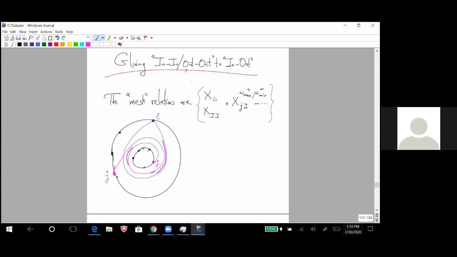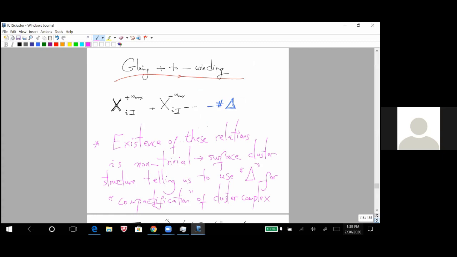So xii plus x little ji for the maximally wound guys and the maximally negative wound guys, and whatever you get on the right-hand side. Whatever you get on the right-hand side is what we get from these mutation relations. I'm not going to write what they are. It's simple to write what they are in general, but it's these relations that we keep. All right, so that's how we glue. That's how we glue the in and out to the cylinders, both to the negative cylinders and to the positive cylinders.